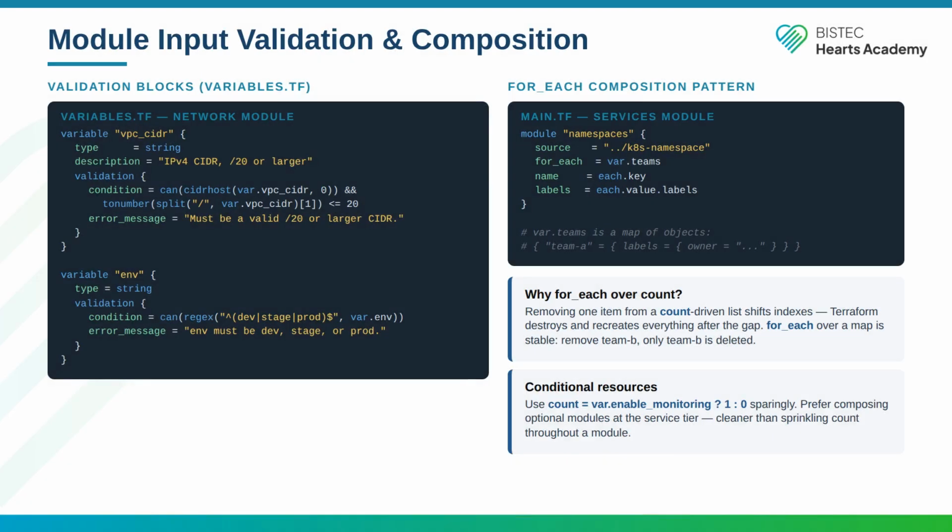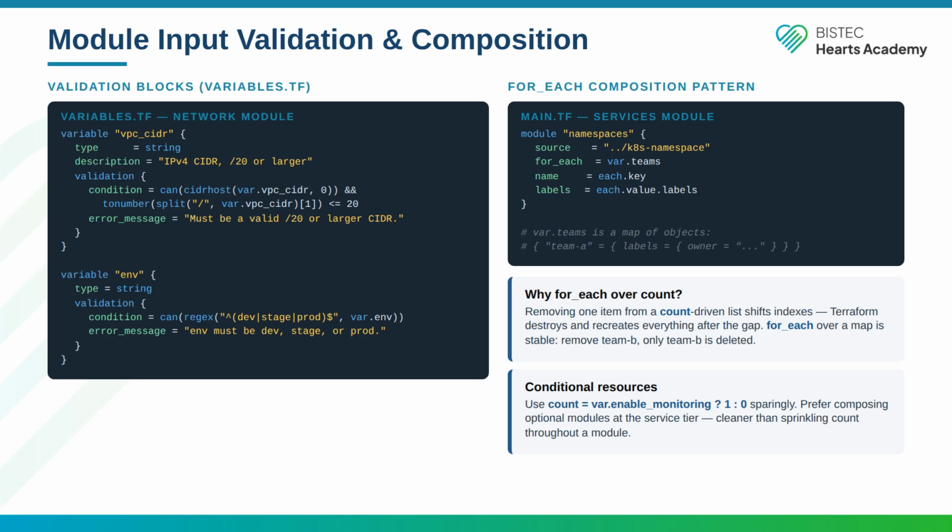2 mechanisms distinguish production-grade Terraform modules from scripts that happen to use the Terraform syntax. Validation blocks on variables fire at plan time, before any API call is made, before any resource is touched. The first example validates a VPC CIDR. It must be a valid IPv4 CIDR with prefix /20 or larger.